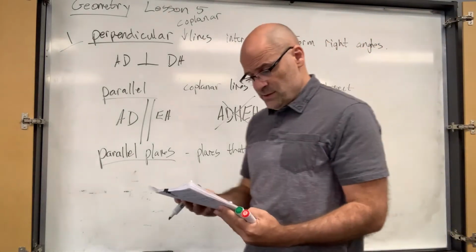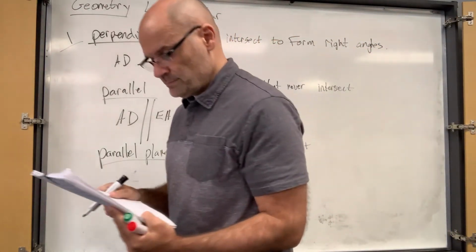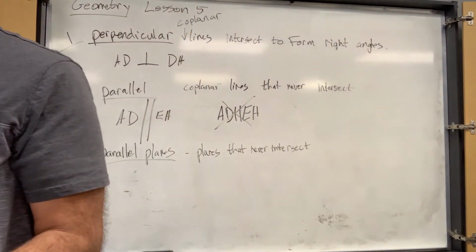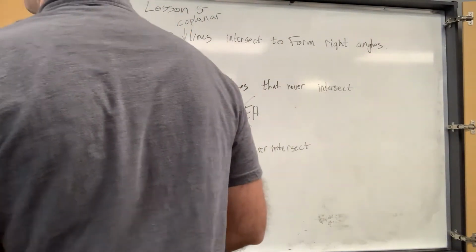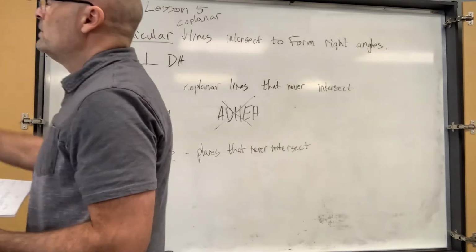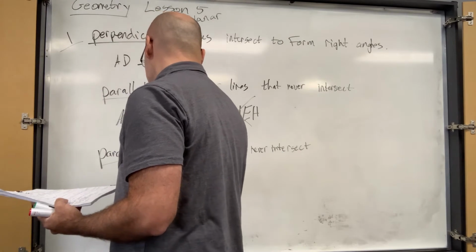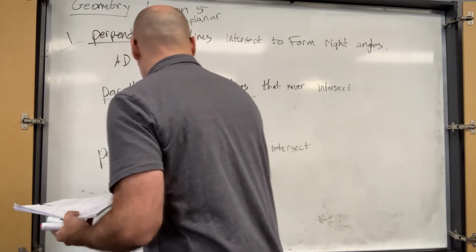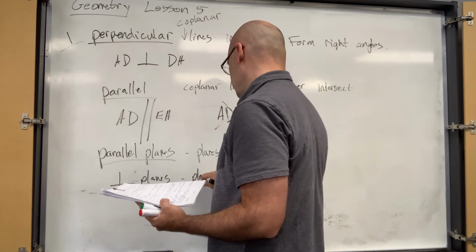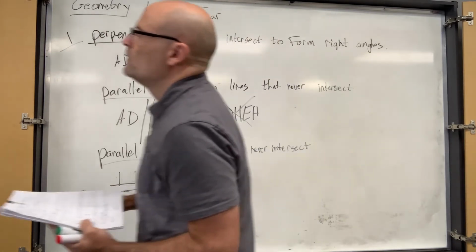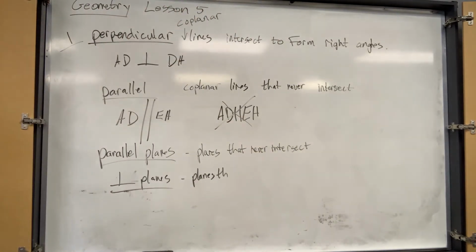All right, so far so good? Okay, there is such a thing as perpendicular planes. What's an example of perpendicular planes? So would that be AEH and ADH? AEH and AD. So what'd you say? ADH and then AEH? AEH. So that would be the same plane.